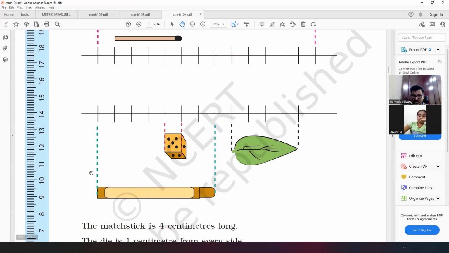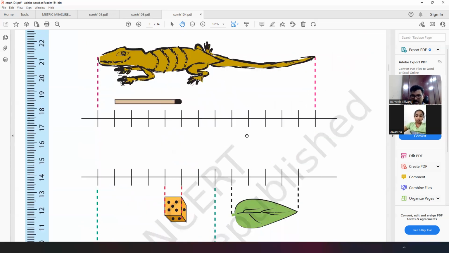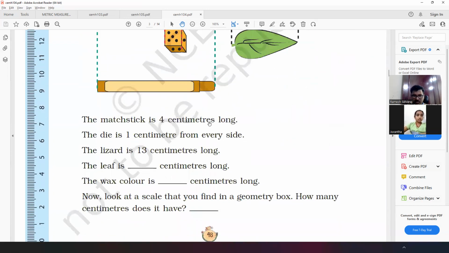This bat is how much? 7 centimeter, right? And this die is 1 centimeter. And lizard is 13 centimeter, right? Yes. Here you see the matchstick is 4 centimeter long. The die is 1 centimeter from every side. Lizard is 13 centimeters long.